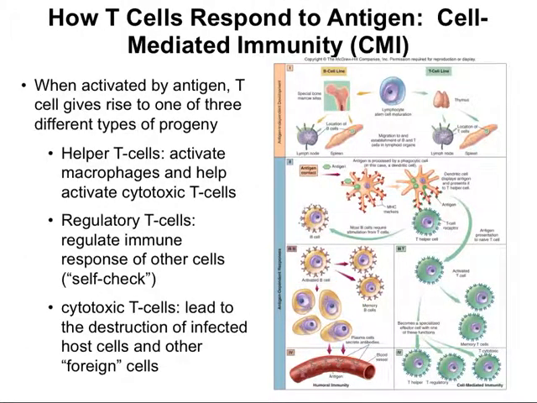T cells respond in a different way. When activated by the antigen, the T cells give rise to one of three different types of progeny cells. We'll have T helper cells, T regulatory cells, or cytotoxic T cells. The helper cells activate macrophages and help activate the cytotoxic T cells. The regulatory T cells are there to regulate the immune response of the other cells. They're pretty much the self-check system of the immune response. And then cytotoxic T cells are the ones that really do the destruction. They destroy infected host cells as well as other foreign cells.